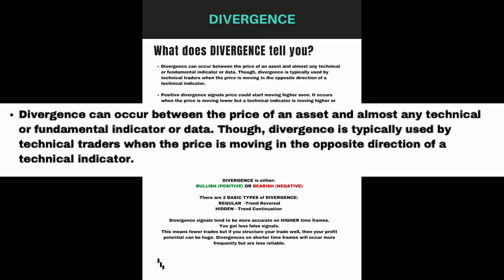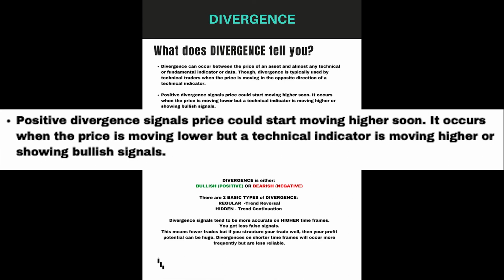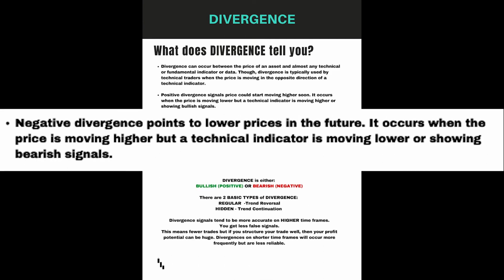Now, divergence can occur between the price of an asset and almost any technical or fundamental indicator or data. Though divergence is typically used by technical traders when the price is moving in the opposite direction of a technical indicator. Positive or bullish divergence signals the price could start moving higher soon. It occurs when the price is moving lower, but a technical indicator is moving higher or showing bullish signals. Now, negative or bearish divergence points to lower prices in the future. It occurs when the price is moving higher, but a technical indicator is moving lower or showing bearish signals.